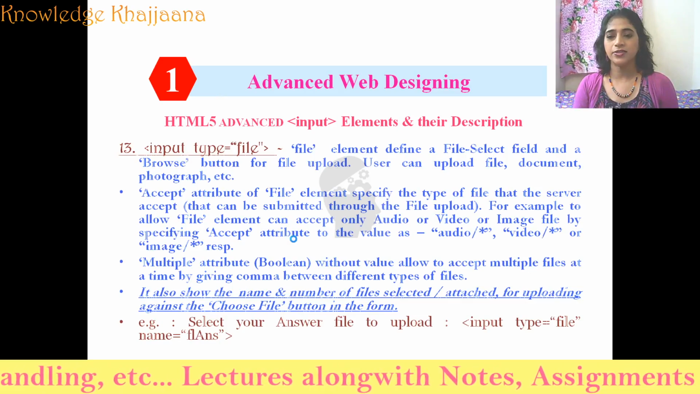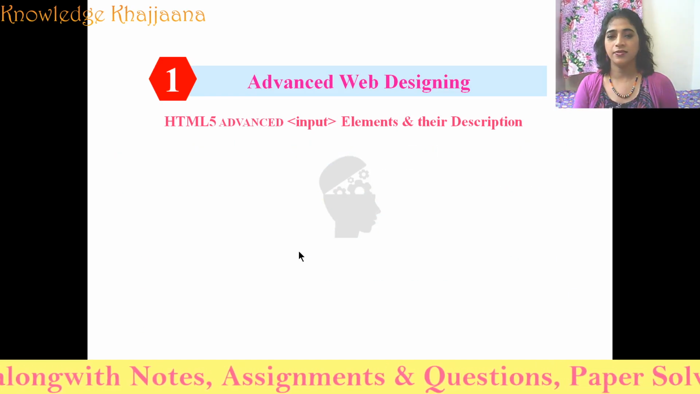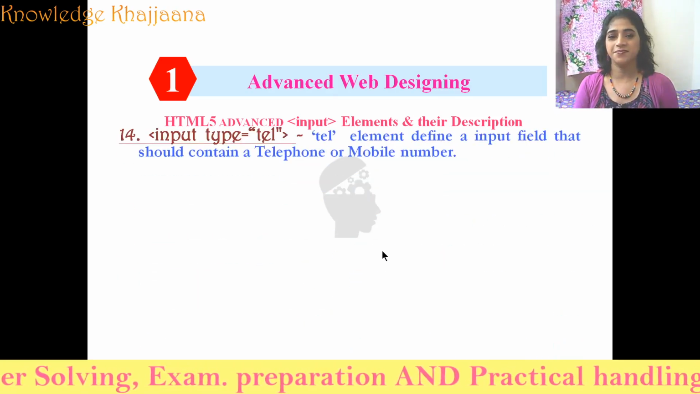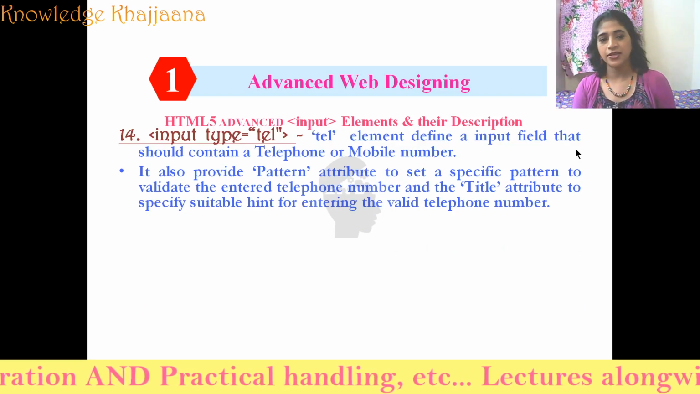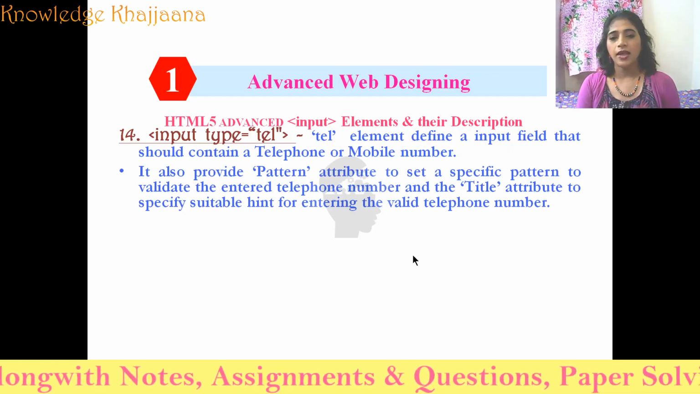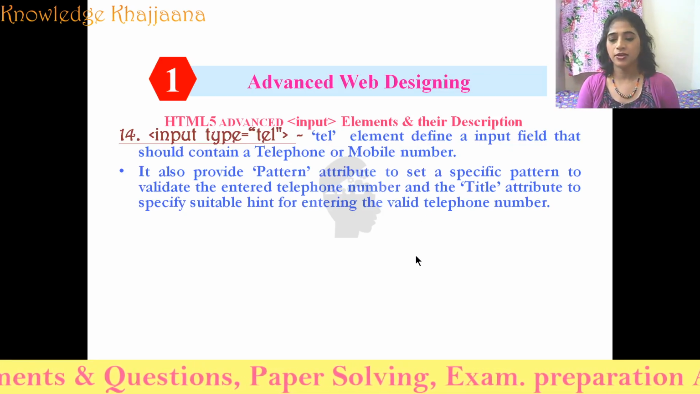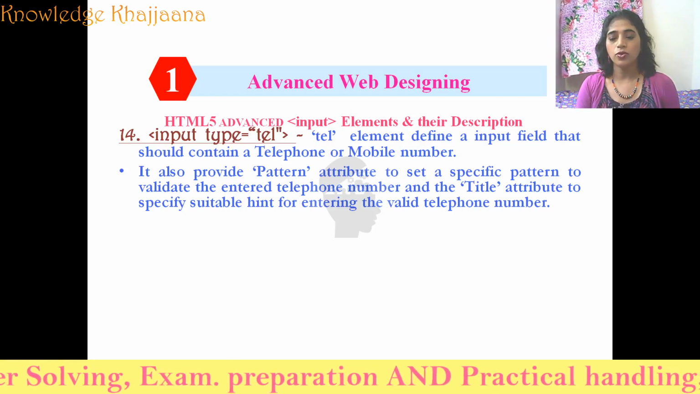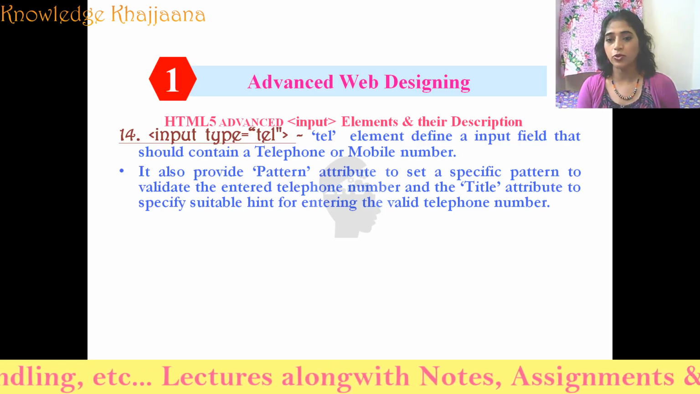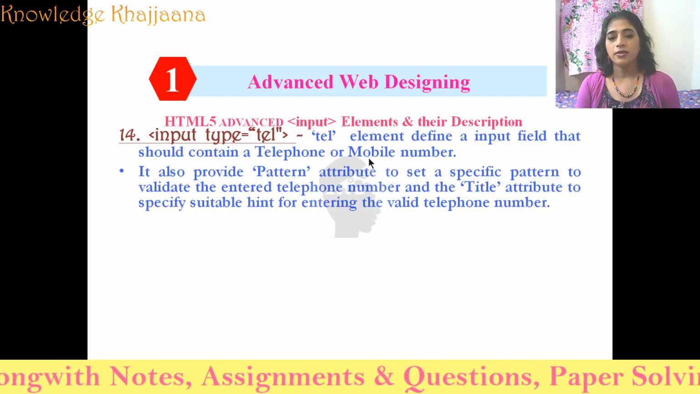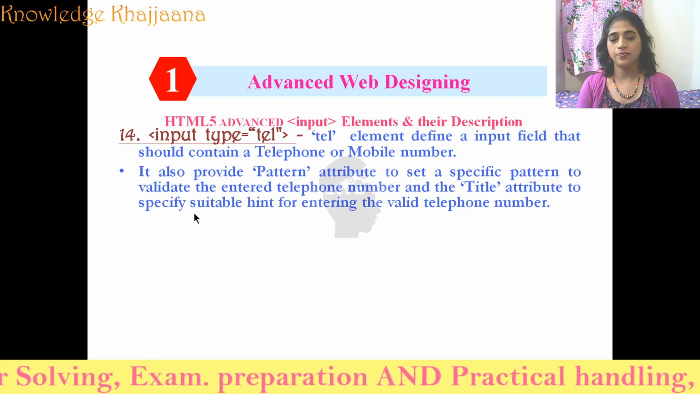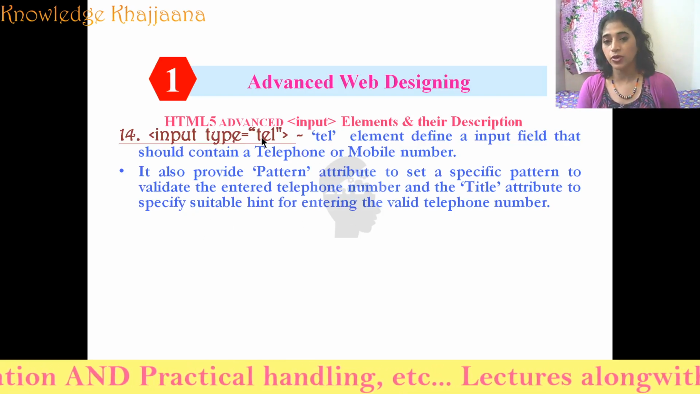And the last advanced input element is telephone. This element defines an input field that should contain a telephone or a mobile number. As you have already learned in standard 11, to enter a field, we can accept characters, numbers, anything. For that, you have learned input type is equal to text. But here, this input type is equal to tel. Tel can accept only telephone numbers. How can you assure that it accepts only telephone numbers?